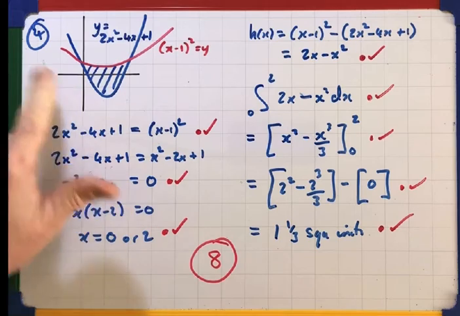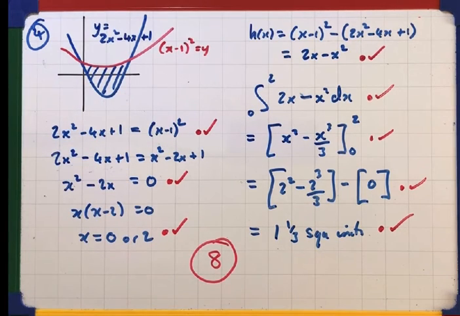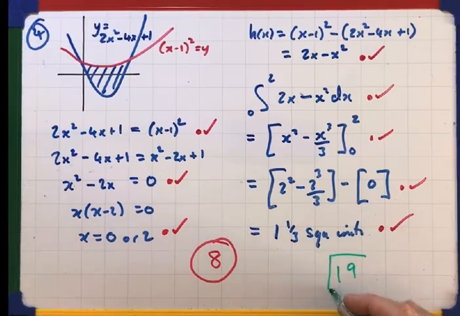Remember, anytime you got two curves like that, you need to work out, first of all, where do they cross? Sometimes they'll tell you that, sometimes you got to work it out. In this one, you had to work it out. So this test in its entirety was out of 19.